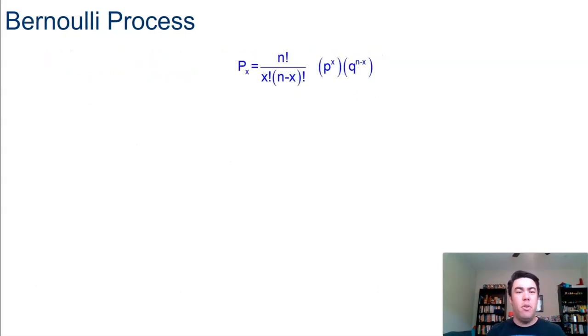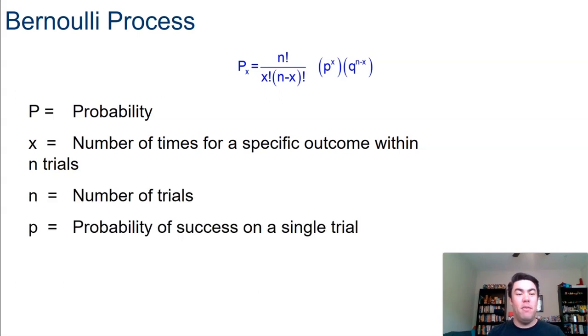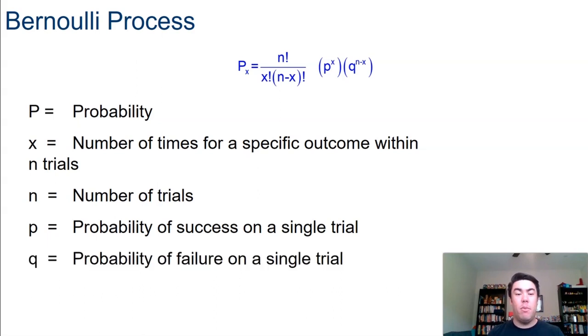Next, let's talk about the Bernoulli process, which is just a series of independent trials. The formula here is for a binomial process, combining the results of n independent Bernoulli trials. So let's define some variables. P is probability, X is the number of times for a specific outcome within n trials. N is the number of trials. Little p is the probability of success on a single trial. Q is the probability of failure on a single trial.